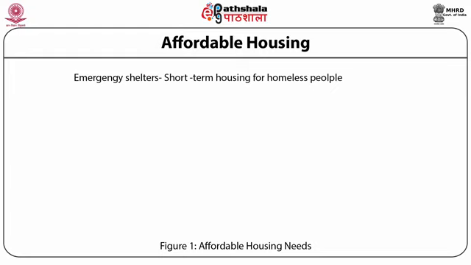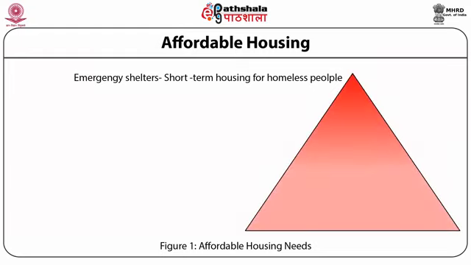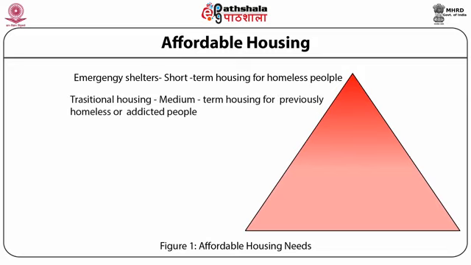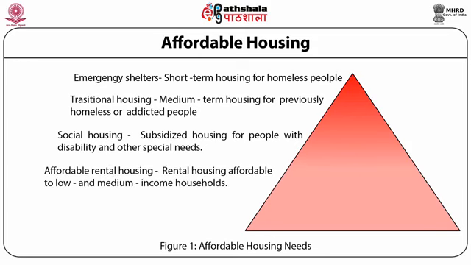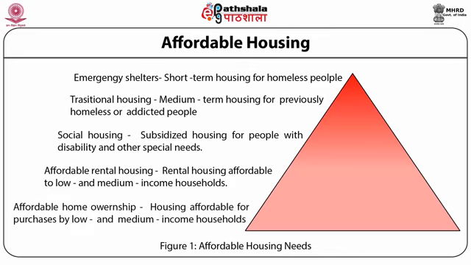This can be illustrated through the triangle given in figure 1, which shows that at the tip of the triangle, fewer people are there who would be demanding affordable houses for emergency shelters. A large group at the bottom of the triangle includes the low and medium income households who demand affordable housing due to their lower savings and lower capacity to purchase.